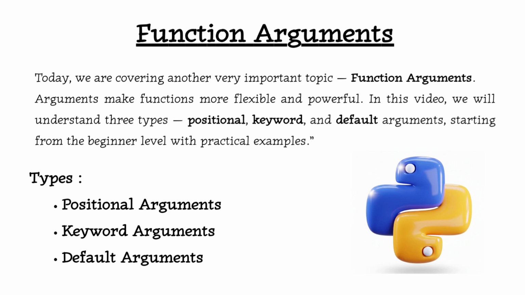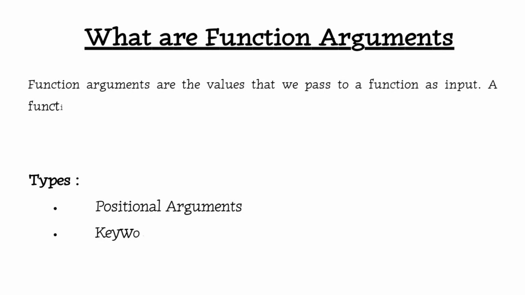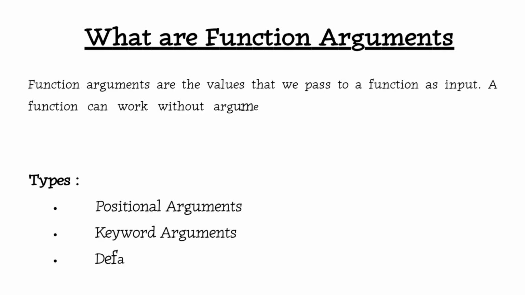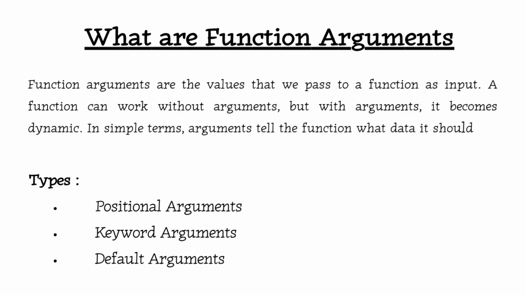practical example as well. Let's right now talk about function arguments. Function arguments are the values that we pass to the function as an input. A function can work without an argument, but with arguments it becomes dynamic. In simple terms, an argument tells the function what data it should use to perform a specific task. So this is just an overview over here. In the later stage, we will see its types and detailed practical examples along with each.